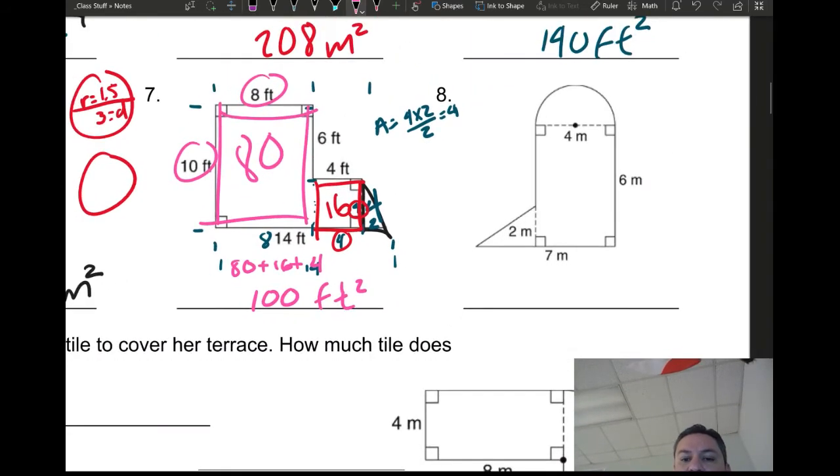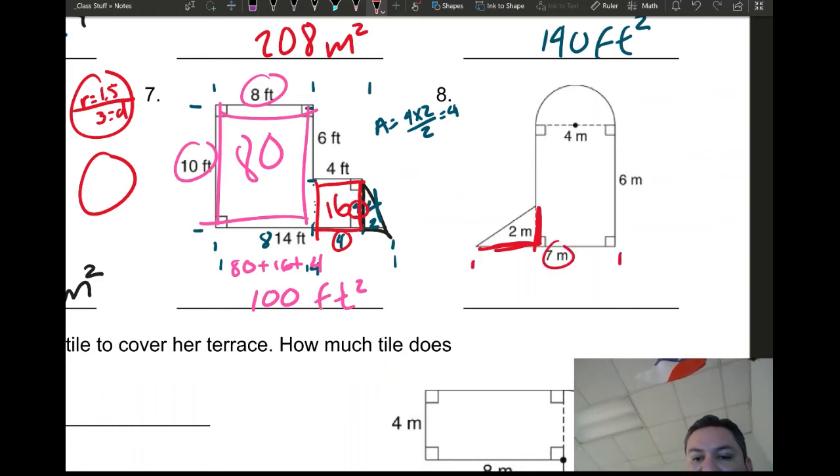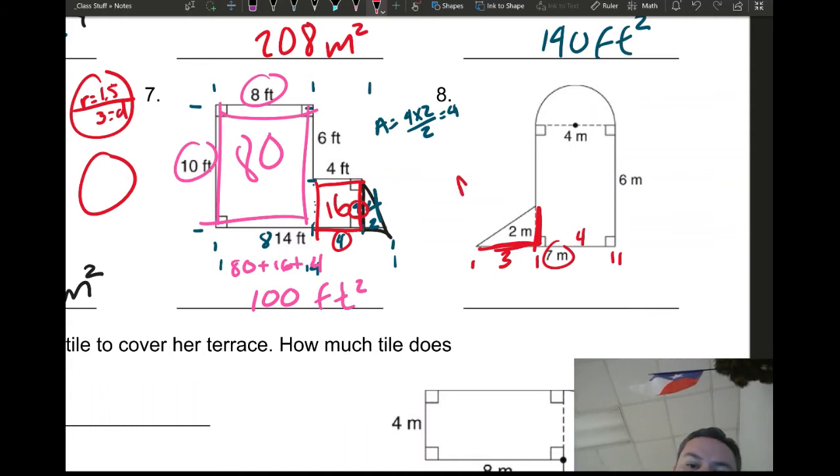Next one, that looks kind of like a rocket ship. So again, for the first triangle, find the missing length. This is 2. I need to know this, okay? I know from here to here is 7. From here to here is 4. So the difference must be 3. So now, area equals base times height divided by 2, which is 2 times 3, which is 6, divided by 2 is 3. So this is 3.